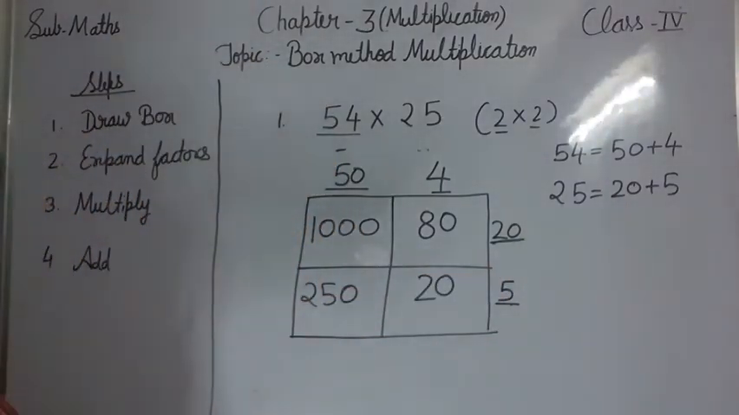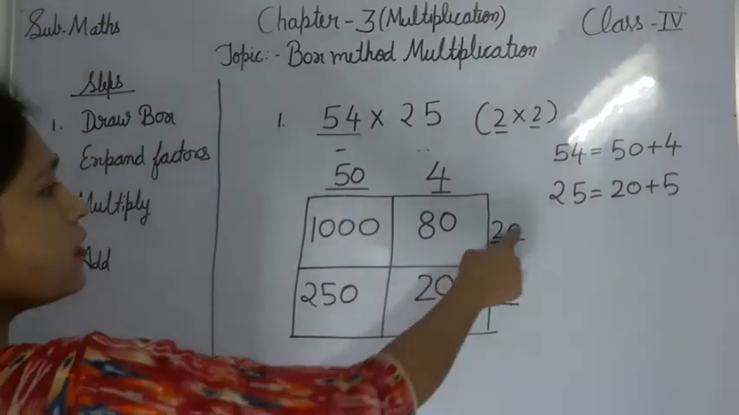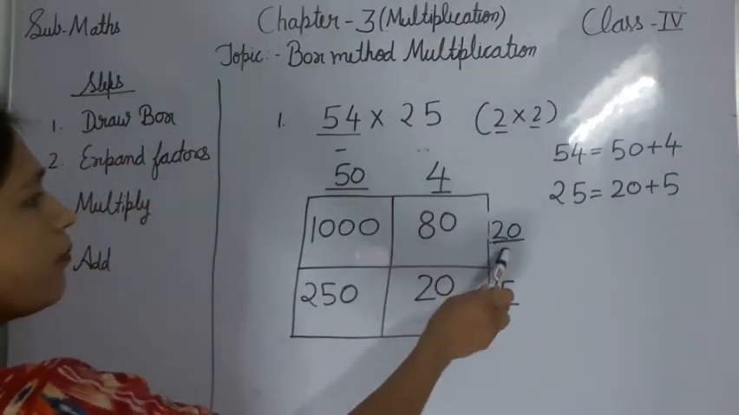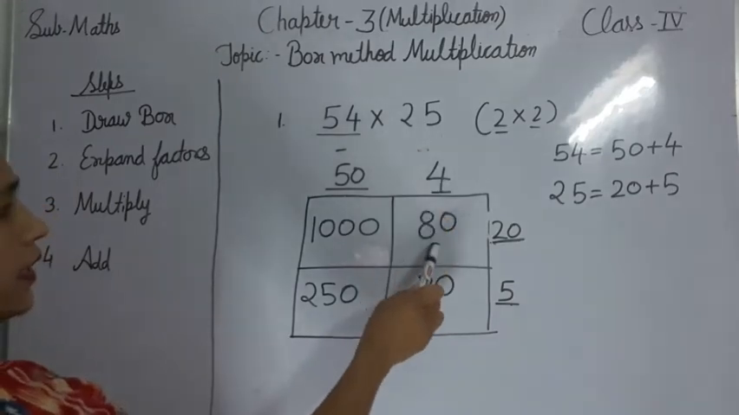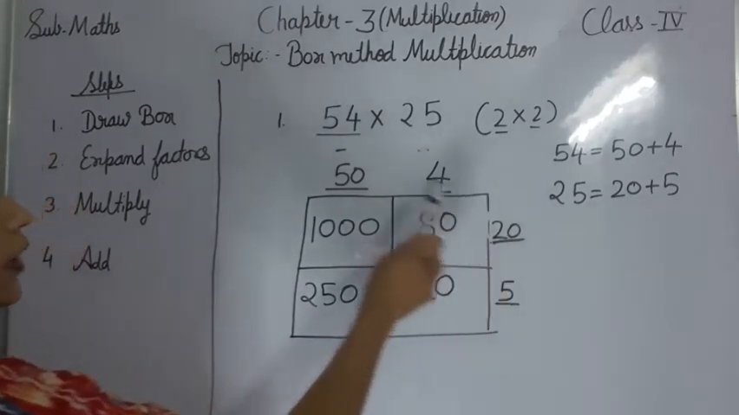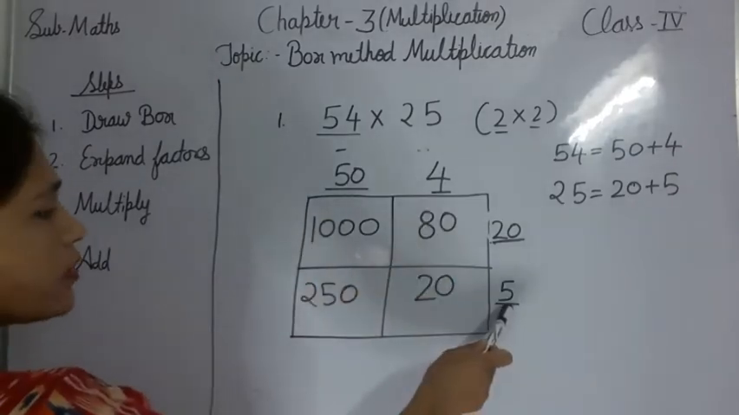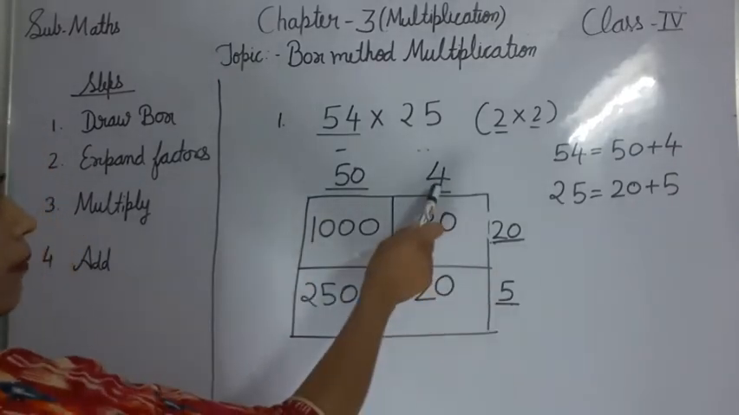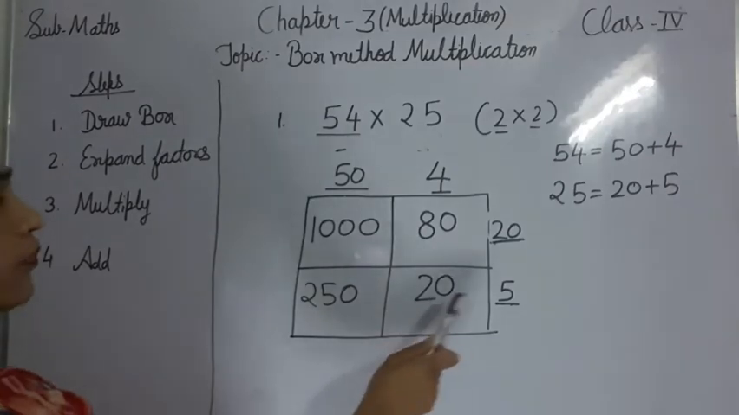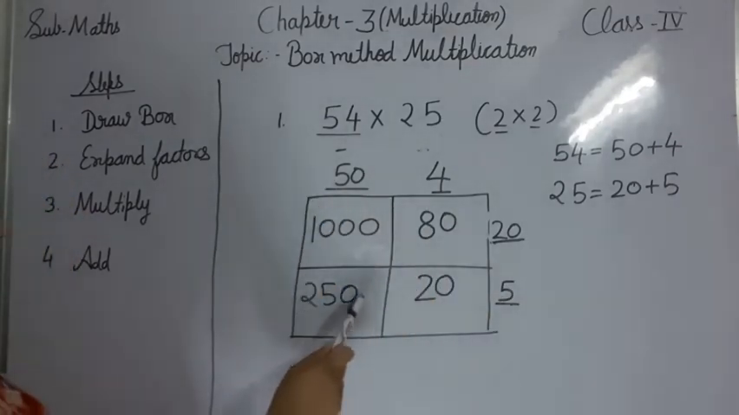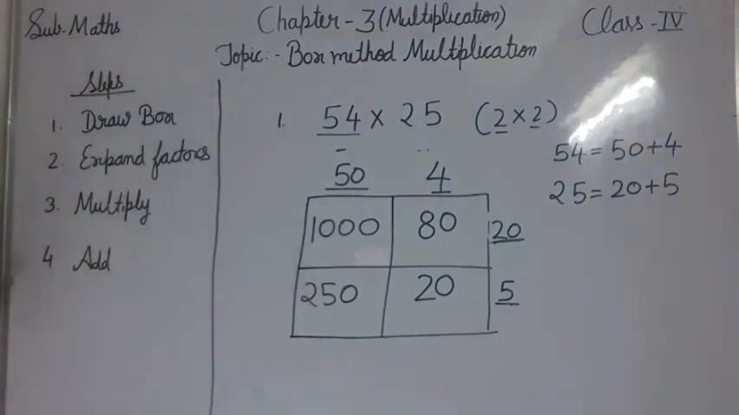Now like in the lattice method, we will multiply. First we will multiply 20 with 4. 20 multiplied by 4, you will get 80. Now 20 multiplied by 50, you will get 1000. Now on the second number, 5 multiplied by 4, you will get 20. 5 multiplied by 50, you will get 250. Okay, so what is the last step? Add.